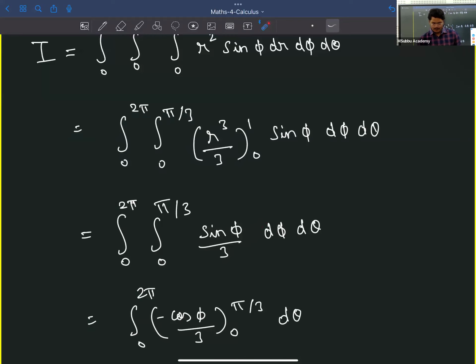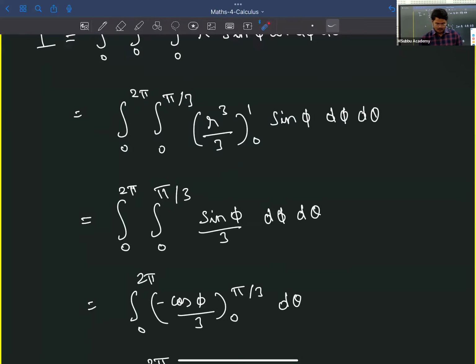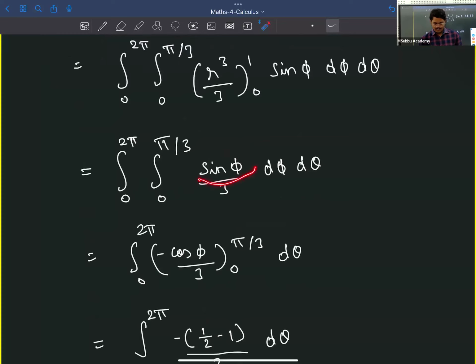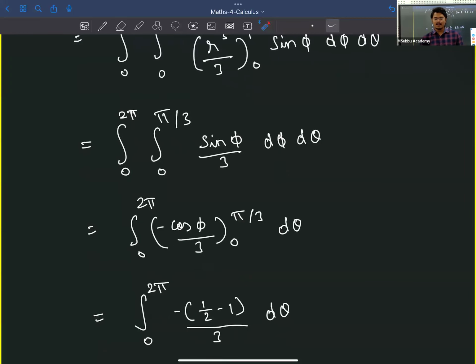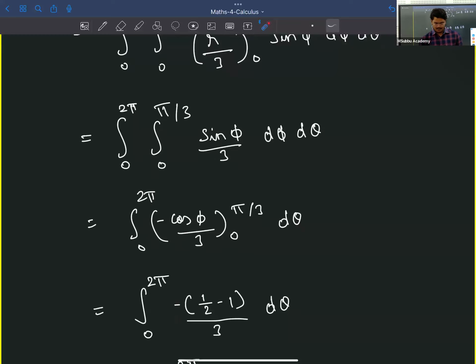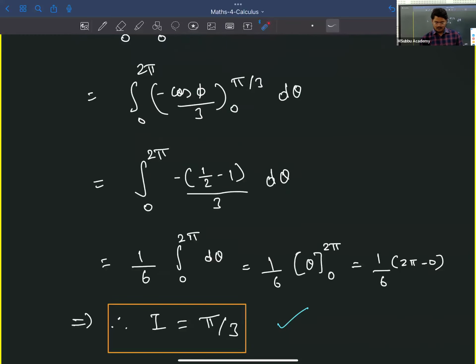Then again, now d phi. When you integrate sine, it is nothing but minus cos. So minus cos phi, with the 1 by 3 staying as it is, with limits 0 to pi by 3. When you substitute pi by 3, what you'll get is cos pi by 3, which is cos 60, which is 1 by 2. Then when you substitute 0, cos 0 is 1. So 1 by 2 minus 1 is minus 1 by 2. Minus into minus is plus, so what we get is 1 by 6.